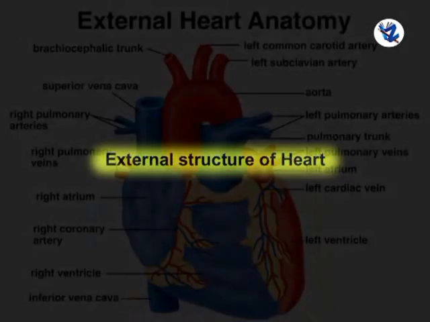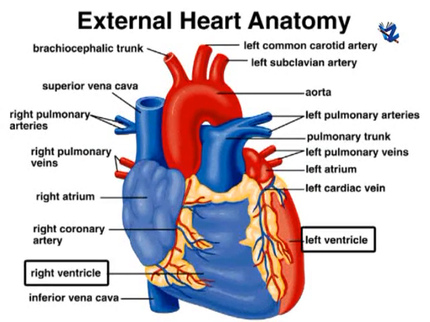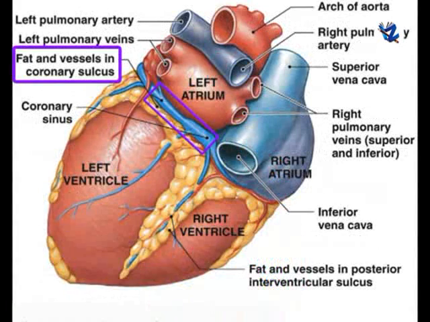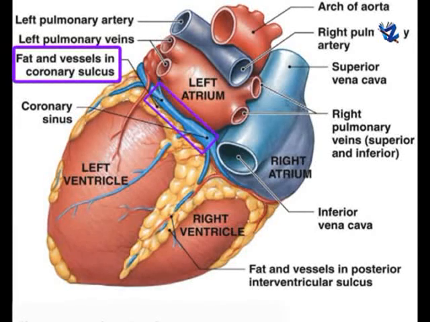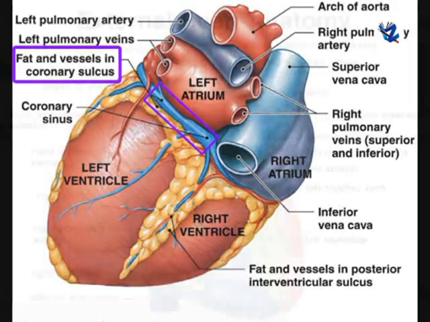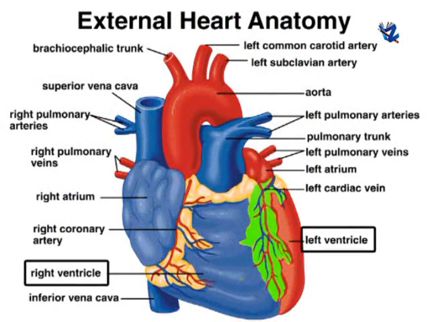Then external structure of heart. Human heart consists of 4 chambers, 2 superior, small, thin-walled receiving chambers called atria, and 2 inferior, large, thick-walled distributing chambers called ventricles. Externally, a transverse groove is present between the atria and the ventricles called atrioventricular groove or coronary sulcus. The interventricular sulcus is present between the right and left ventricles.